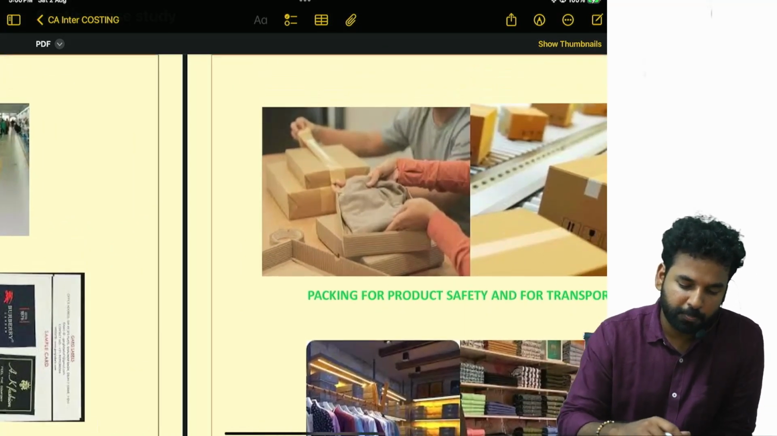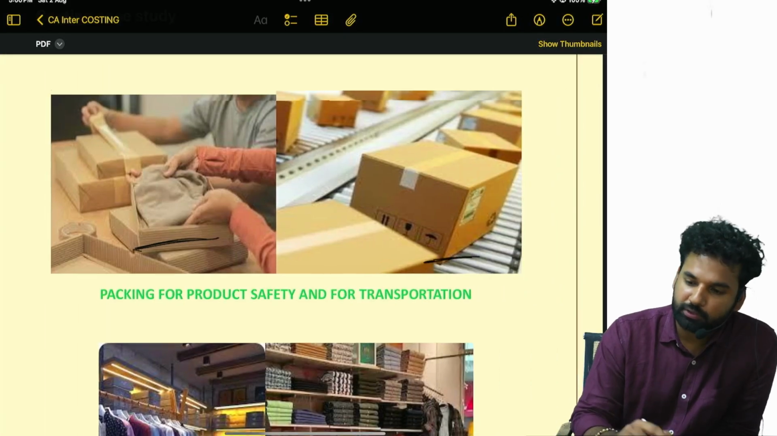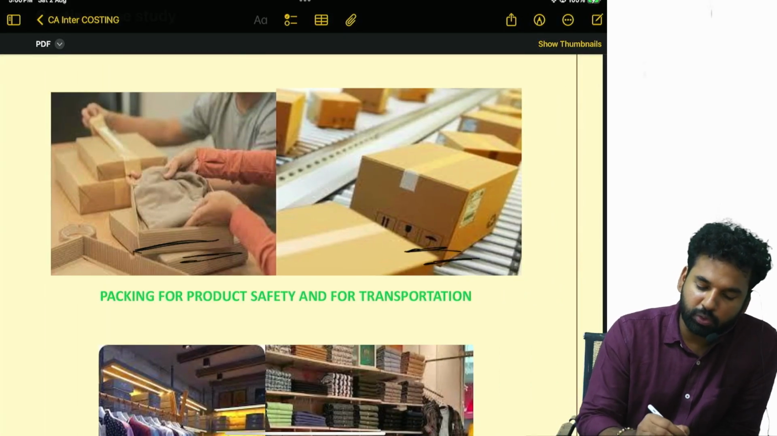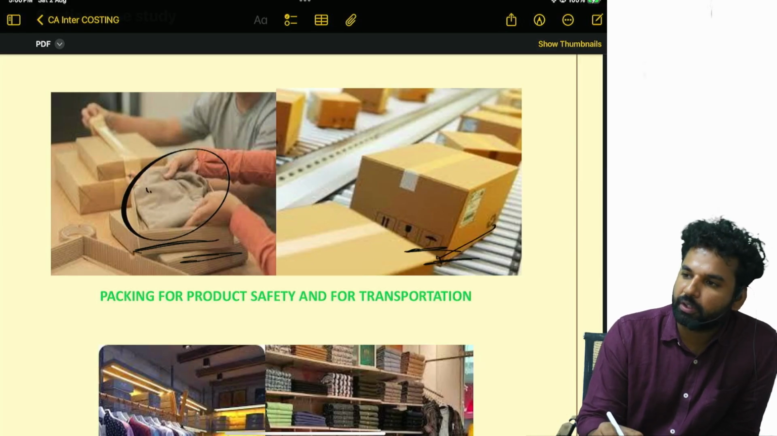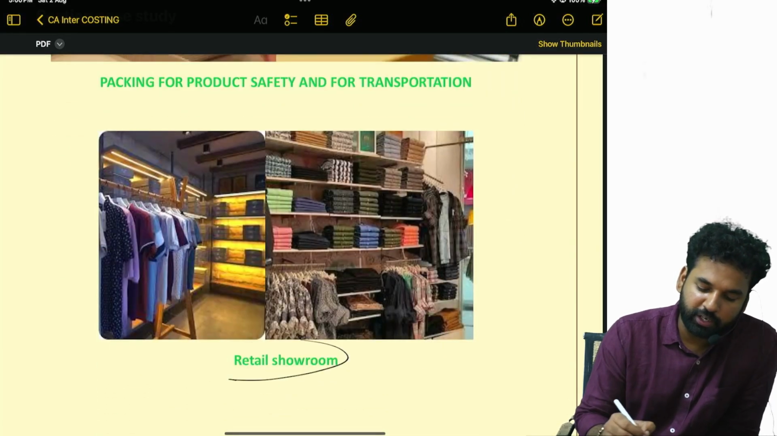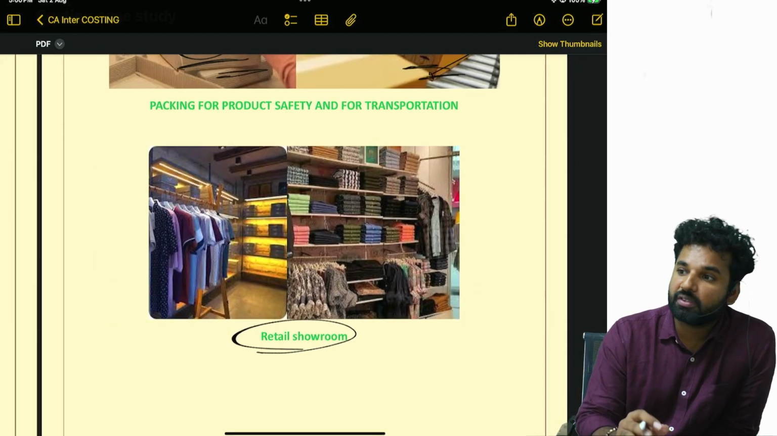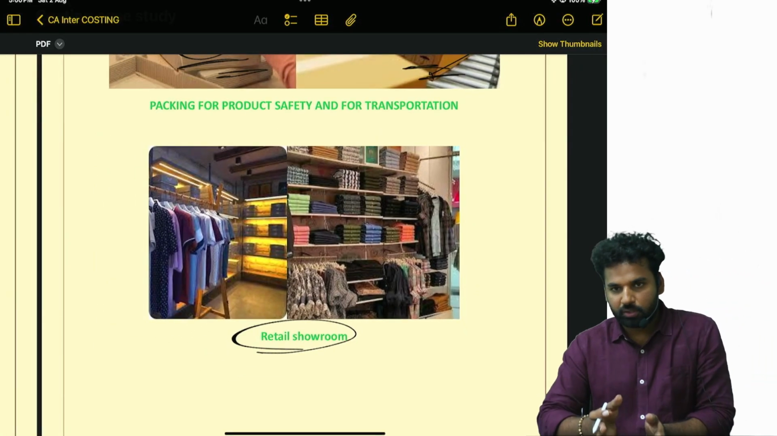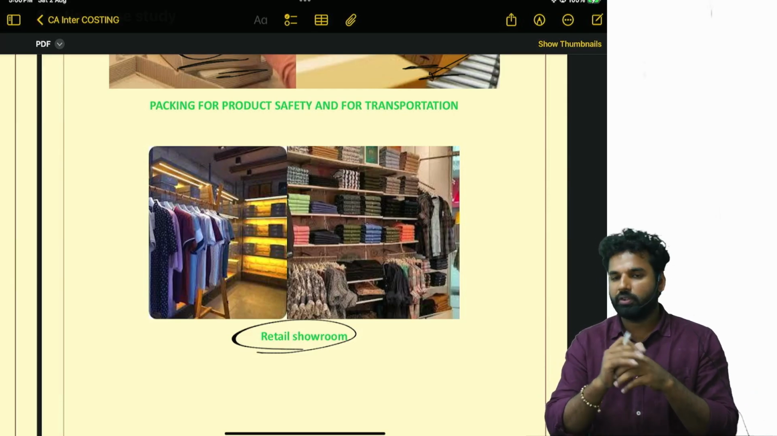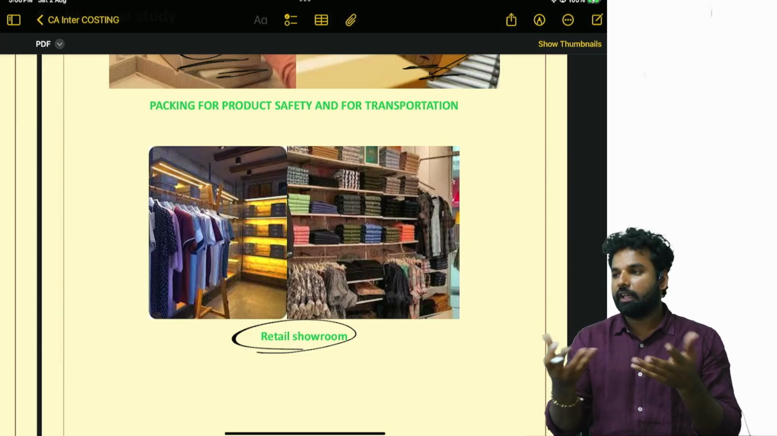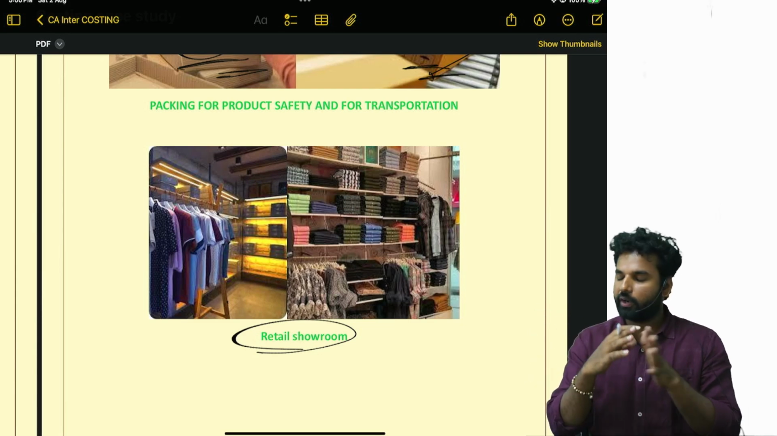Next you see packing. Here there are two packings: one is for safety of the product, and one is for transportation. Next you see the retail showroom, where a person will also be working. If the manufacturer has its own retail showroom, then it is relevant. Otherwise, if you are only distributing, it is not relevant. Only when the retail store is our own retail store is it relevant.